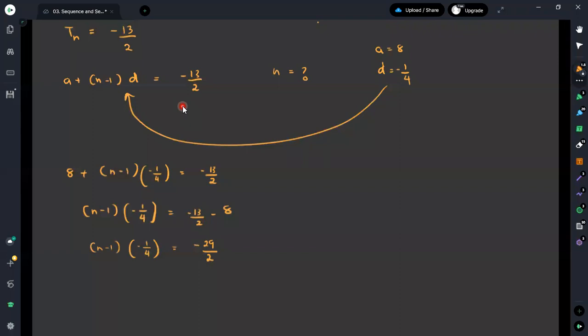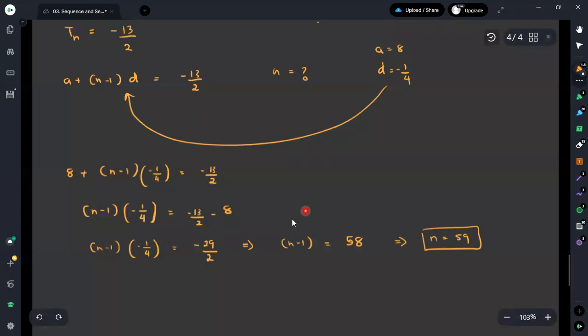Then we can do the calculation by multiplying. If you are isolating n minus 1, it means that you have to multiply both sides by minus 4. Once you perform this calculation, it will be equal to plus 58. Then using this equation, you will be able to get n equals 59. Therefore, we can see that there are 59 terms in this arithmetic progression.